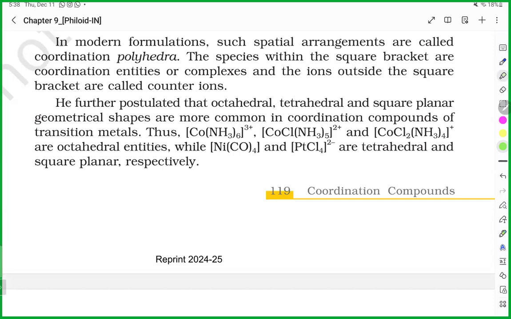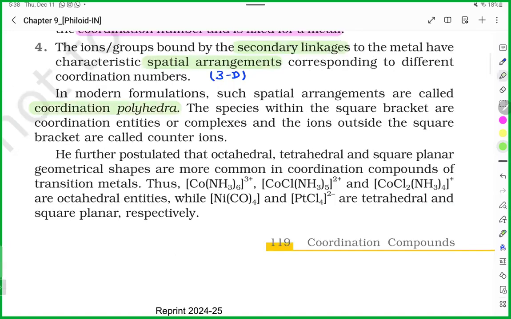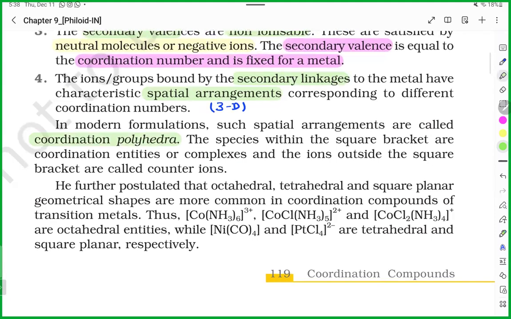Secondary valency is equal to the coordination number. And last, the arrangement of the secondary valency can be different. This is the special arrangement, also known as coordination polyhedra. See, secondary valency has a characteristic special arrangement or 3D arrangement. Correct? This special arrangement is known as coordination polyhedra.